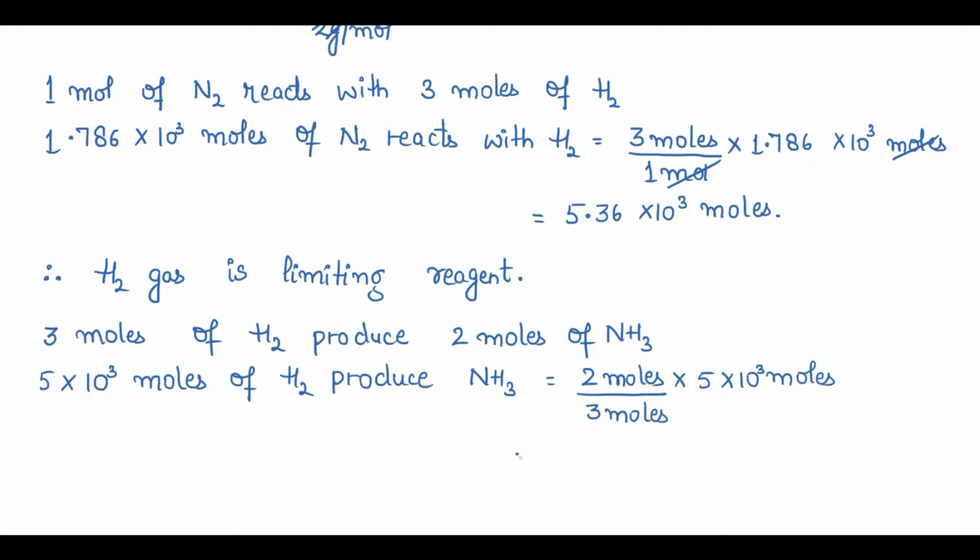So 2 into 5, 10 into 10 raised to power 3 moles, right? I'll cancel this mole with this, divided by 3. 10 divided by 3, 3.33 into 10 raised to power 3 moles. That means 5 into 10 raised to power 3 moles of hydrogen will produce 3.33 into 10 raised to power 3 moles of ammonia. But we have to find the mass of ammonia.